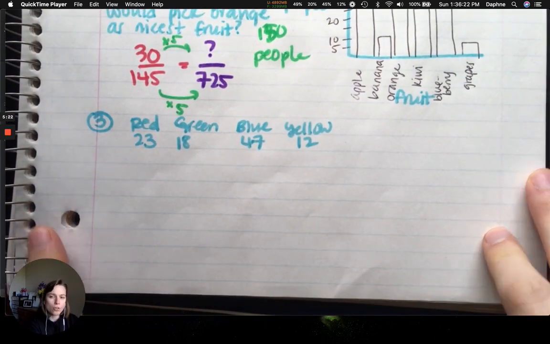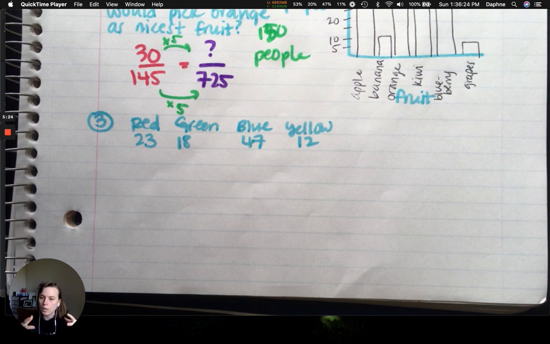So example 3, I have a bag of marbles and I'm going to pull one out, see what color it is, and then put it back. So that happens, and I draw red 23 times, green 18 times, blue 47, yellow 12. So count them up. How many times in total are being drawn?